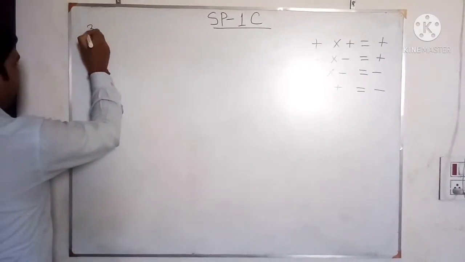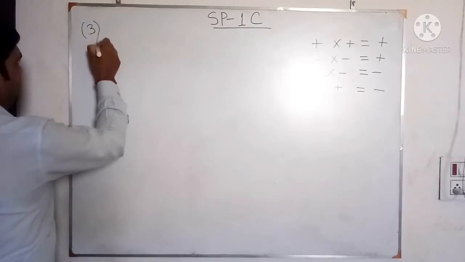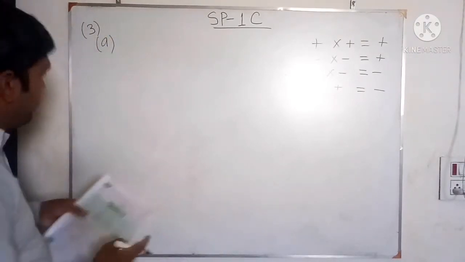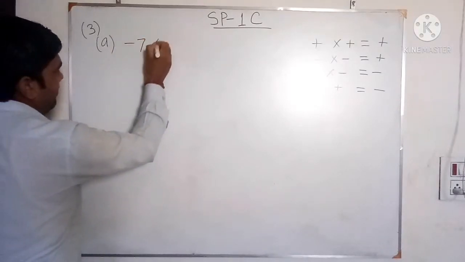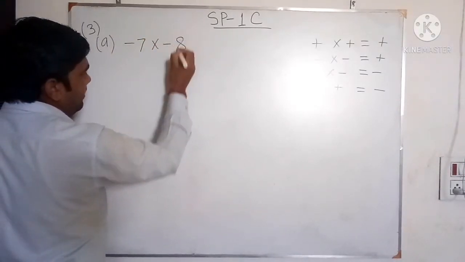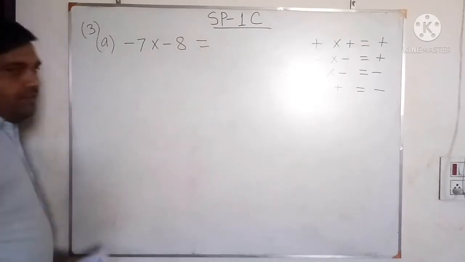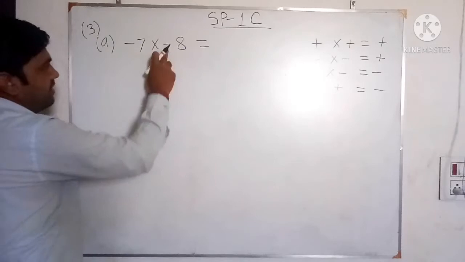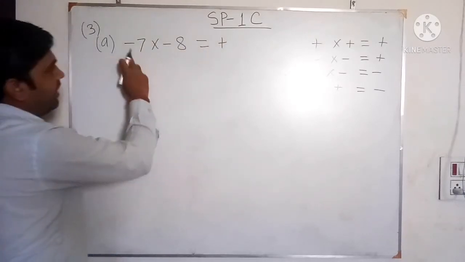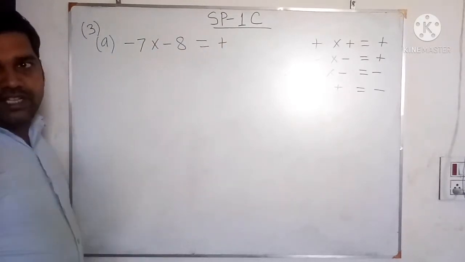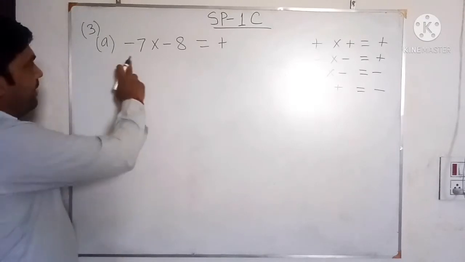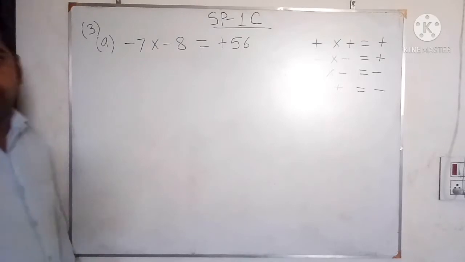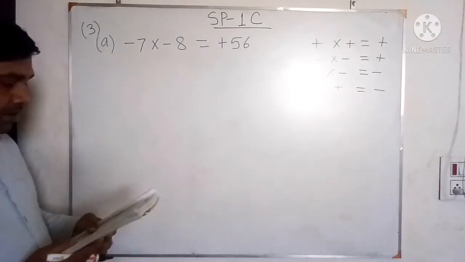Now see the question number 3a. We have to multiply minus 7 multiply minus 8. Now again see here, first we multiply their sign, minus multiply minus gives plus. So the product of two negative integers, two negative signs, is plus. Minus minus plus, 7 eights are 56. That is plus 56. Okay.